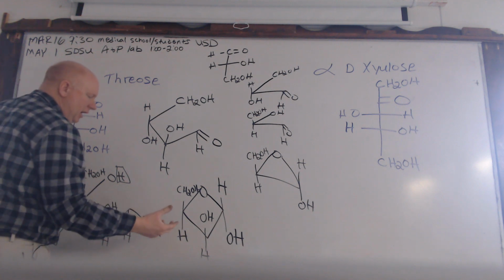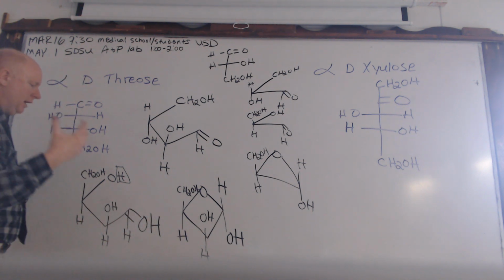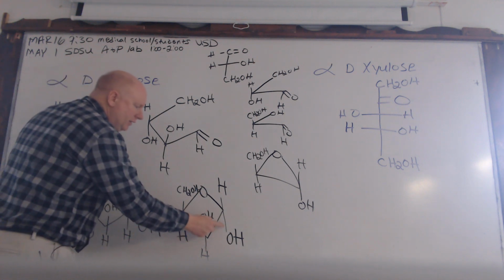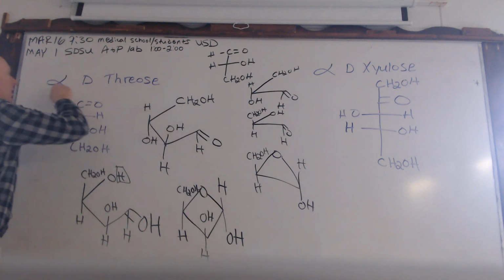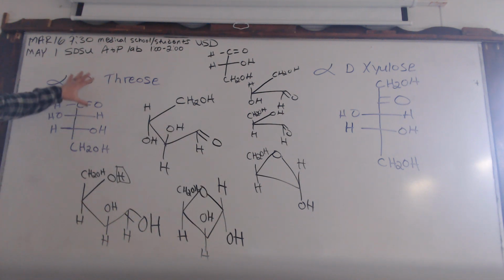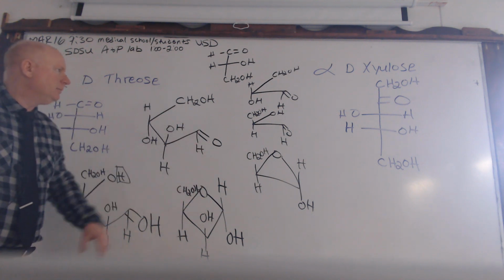Then this is a reducing sugar. That's one of your vocab terms. That's what's happening when that double bond breaks. And then that gives us our OH on the bottom, that alpha D threose. That is the process of taking a tetrose and closing that ring structure.